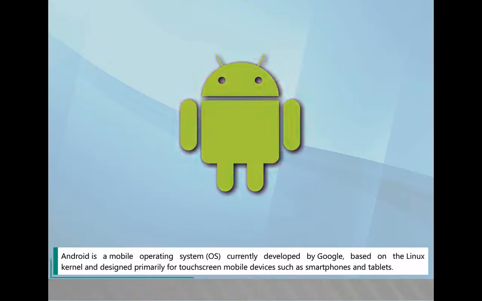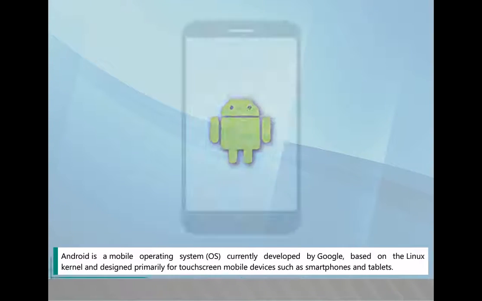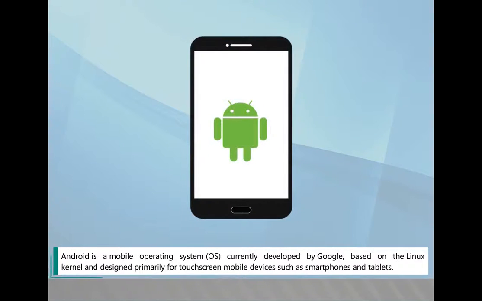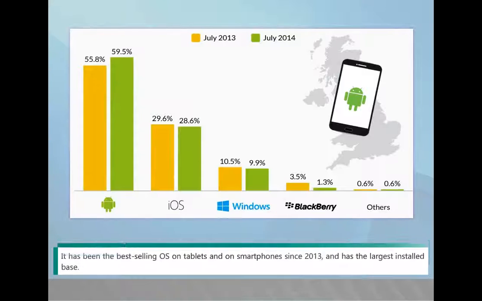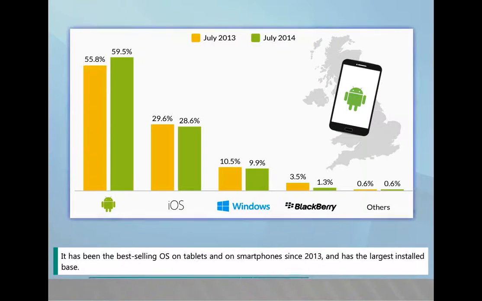Android is a mobile operating system currently developed by Google based on the Linux kernel and designed primarily for touchscreen mobile devices such as smartphones and tablets. It has been the best-selling OS on tablets and on smartphones since 2013 and has the largest installed base.